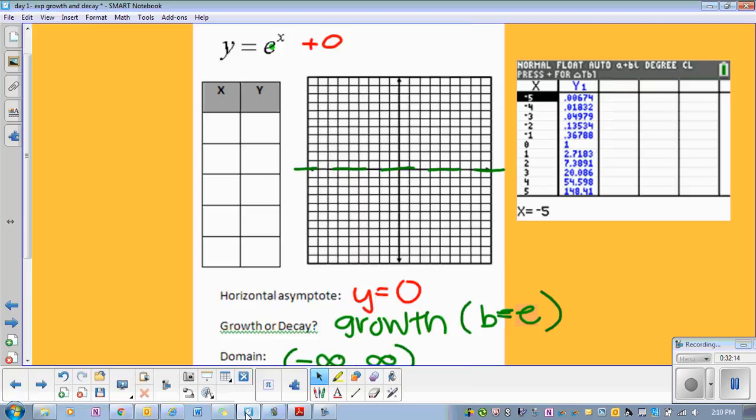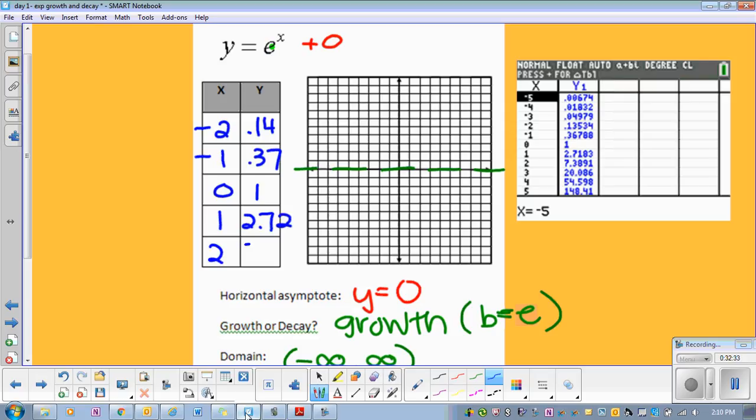Okay, so some points then: (0, 1), (-1, 0.37), (-2, 0.14), (1, 2.72), and (2, 7.39). Okay? And then let's just graph that. I just got those points straight from the calculator.